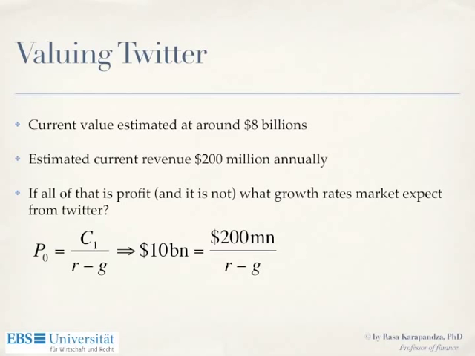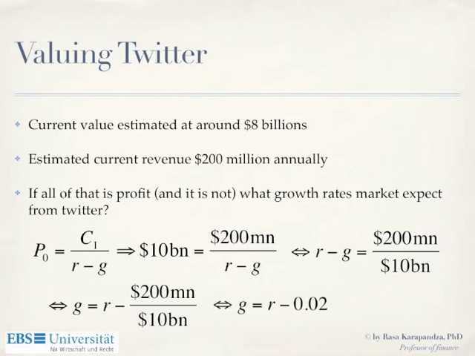That means that 10 billion today must be 200 million divided by R minus G. I say here 10 billion and not 8 billion to make these numbers nicer. And it doesn't make the point of this example any different. So let's assume that the value of Twitter today is 10 billion. So what do we infer from this equation? Well, we can say that R minus G is 200 million over 10 billion. From this we can say that G is R minus 0.02.